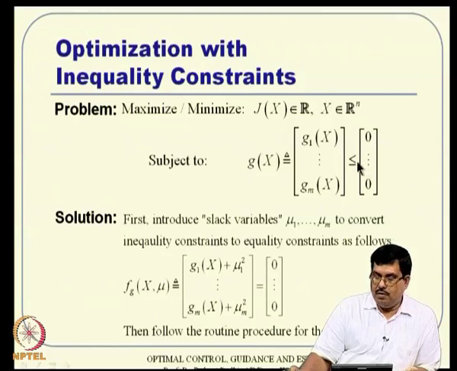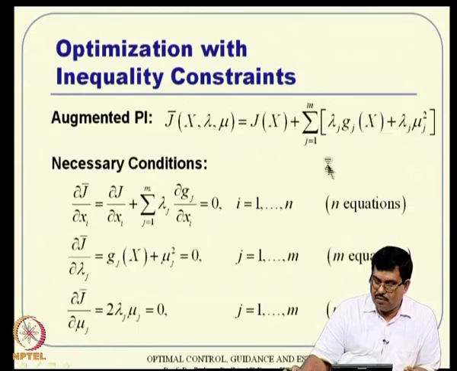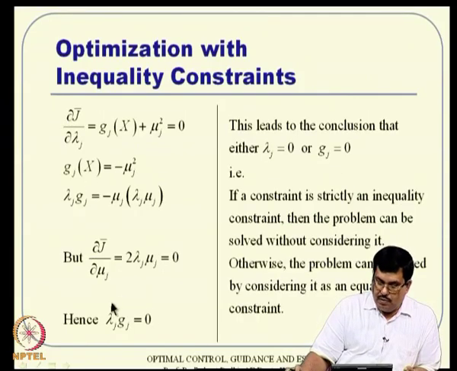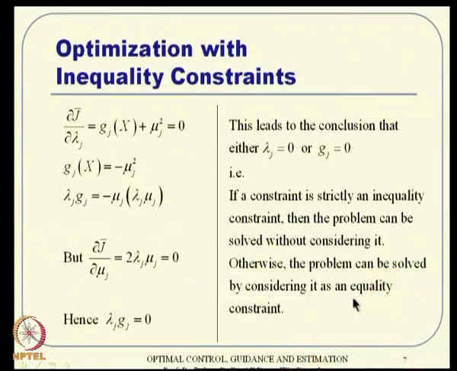If g j is strictly less than 0, then we can very well forget it and try to optimize only the cost function. But anyway, this is the conclusion here. So, lambda j g j equal to 0 leads to the conclusion that either lambda j is 0 or g j is 0. Putting it in English words, if a constraint is strictly an inequality constraint, then the problem can be solved without considering it. Otherwise, the problem can be solved by considering it as a strictly equality constraint.